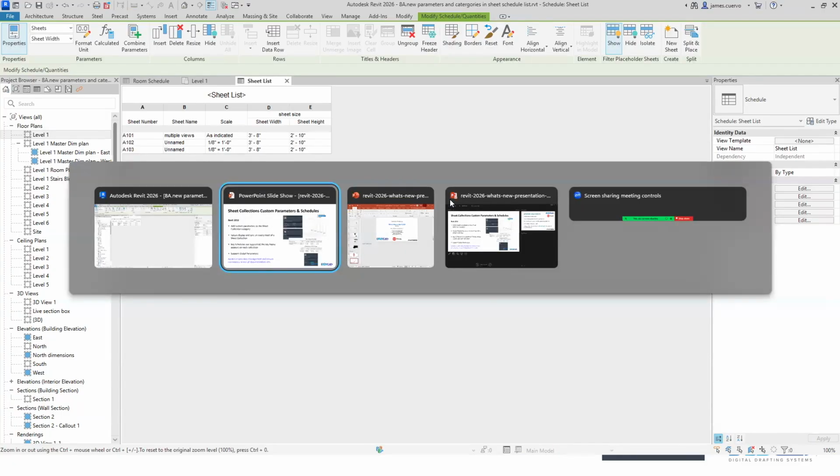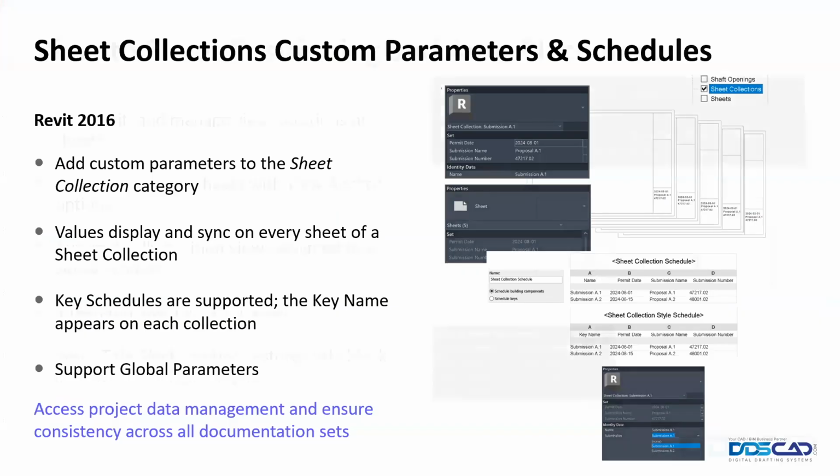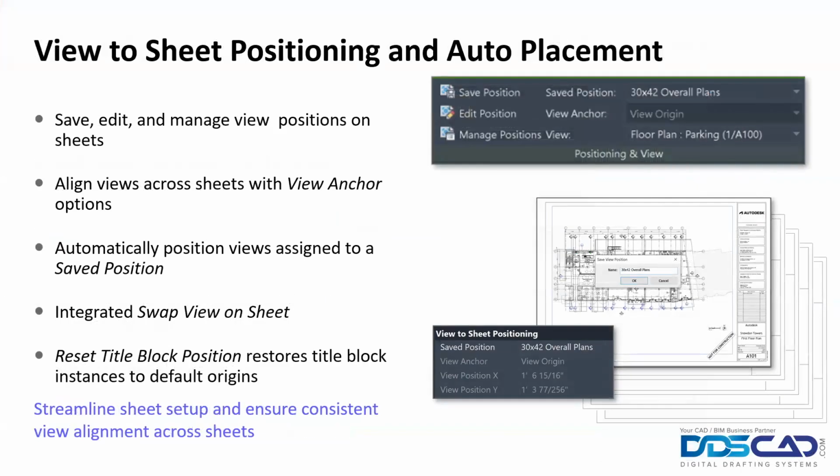Let's move to the next topic, which is view to sheet positions and auto placement. This one is really useful when you want to keep your views aligned depending on type. Rather than explain a lot of things as we've been doing, let's show it to you. It's a lot easier to understand when we're being shown. So let's move over to Revit once again.